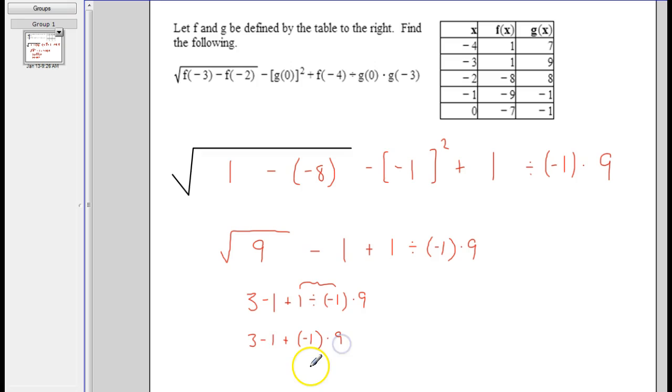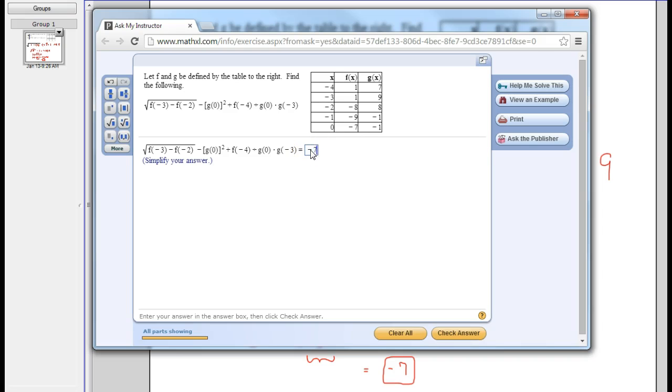times 9. Okay, now in the order of operations, multiplication comes before subtraction or addition. So I need to do this next. So I get 3 minus 1 plus -1 times 9 is -9. And then finally, I just add, subtract left to right. So 3 minus 1 is 2. 2 plus negative 9 is negative 7 is our answer. Alright, and then if we type in negative 7, let's see that that works.